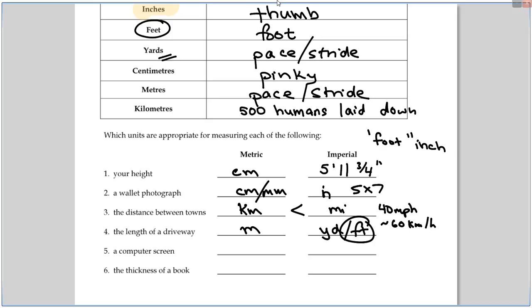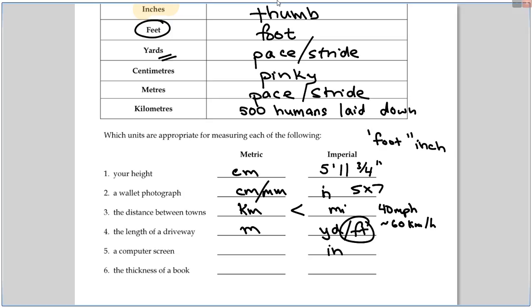Computer screen. So if you're going to go buy a TV at Best Buy, what do they use? Inches, right? 50 inch, 55 inch, whatever. And that's actually the distance of the diagonal. That's how they measure the TV, the diagonal.